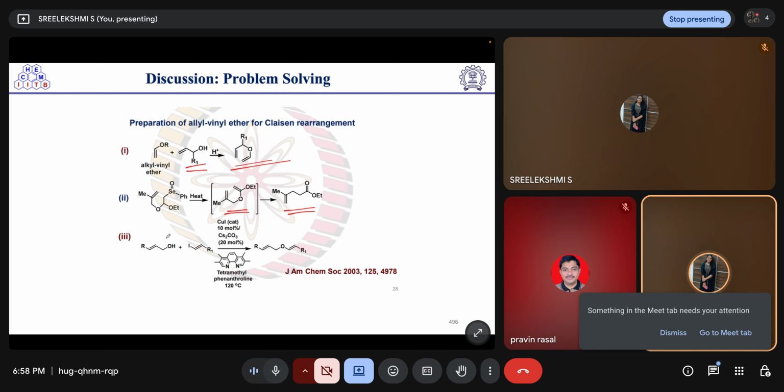And again, if we use this type of alcohol and this vinyl iodide compound in the presence of a copper catalyst and cesium carbonate, we can expect this type of Ullmann coupling reaction in the presence of this tetramethyl phenanthroline ligand, and we can get this compound, and this is also another substrate for this Claisen rearrangement.